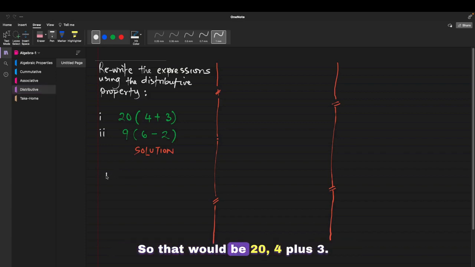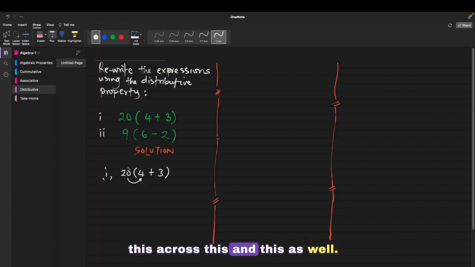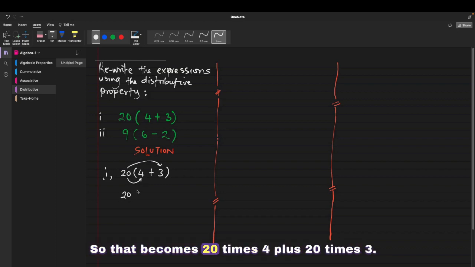So that would be 20 times 4 plus 3. Distributive property says that we can distribute this across this and this as well. We can decide to distribute across this. So that becomes 20 times 4 plus 20 times 3.